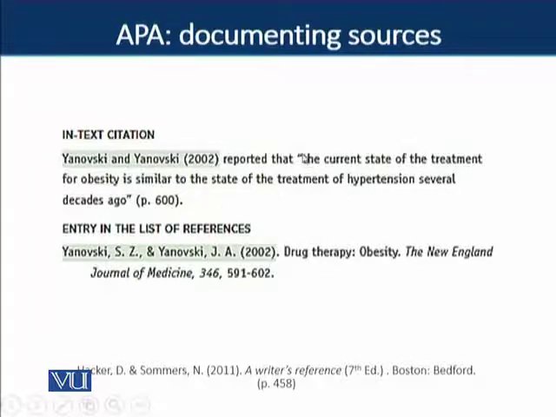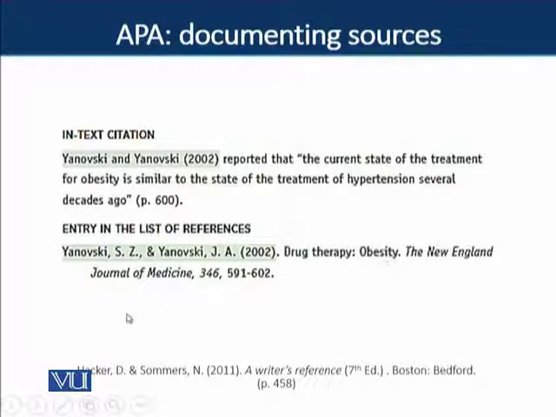You see, the quotation marks are there. A direct quotation is taken from this source, right? And therefore, the page number is given. So when this is given in the in-text citation, then the entry in the list of references at the end is given in this way. Janowski, S. Z., and Janowski, J. A., 2002. Drug therapy, obesity. That's the title of the research paper.